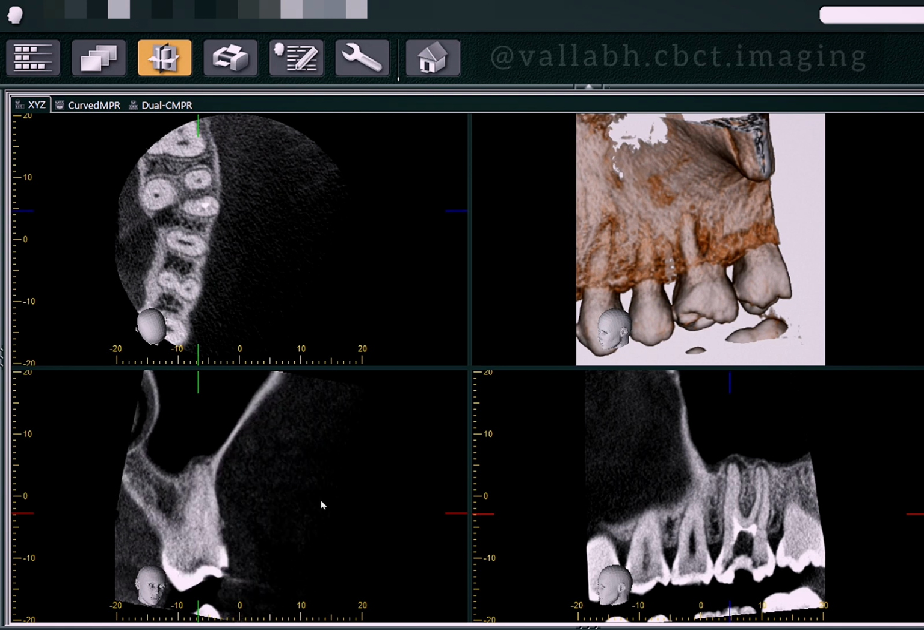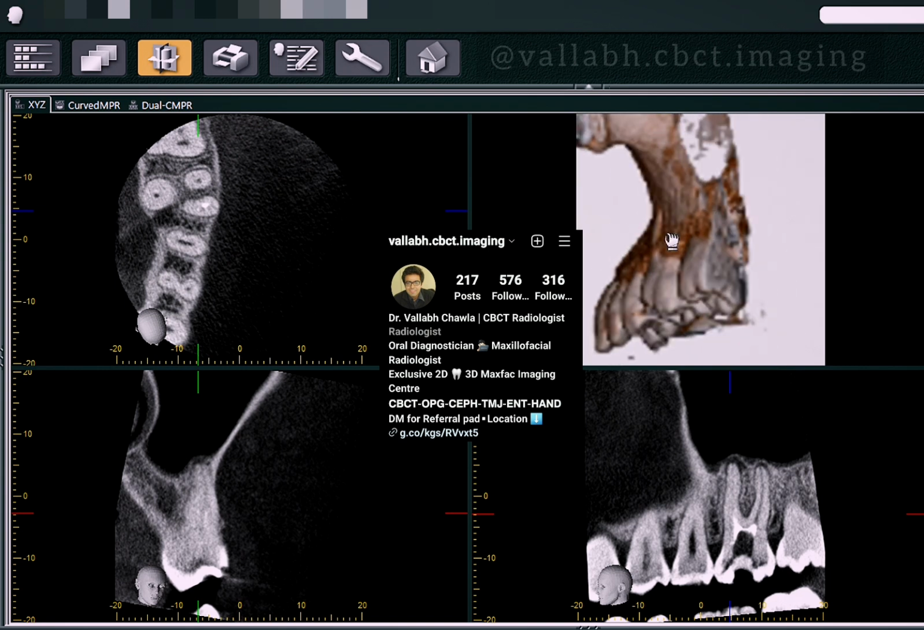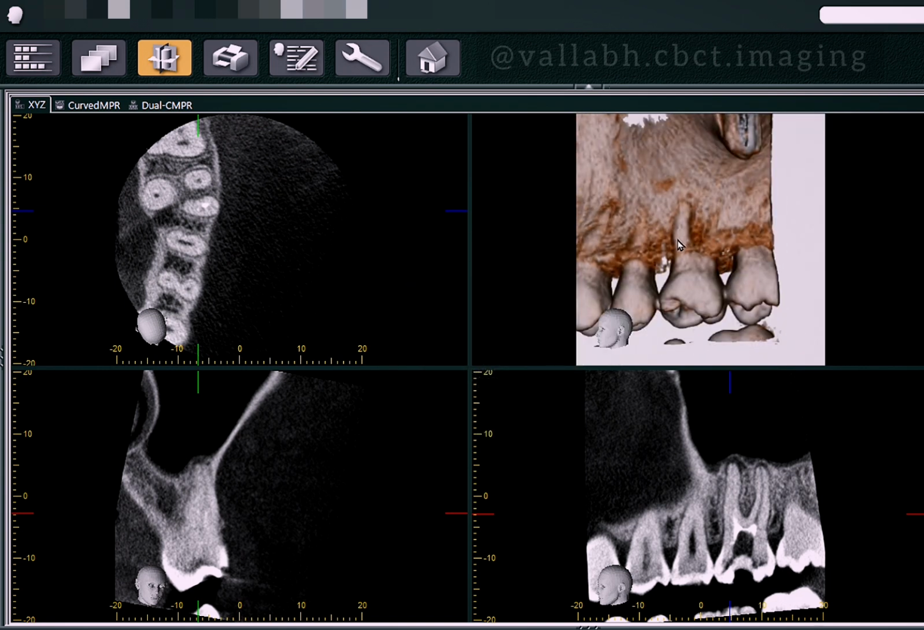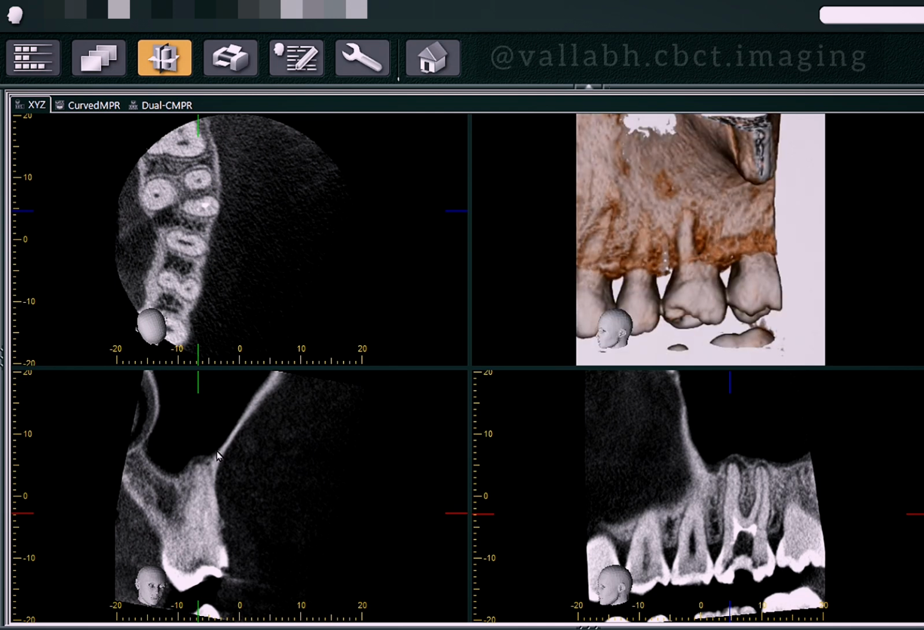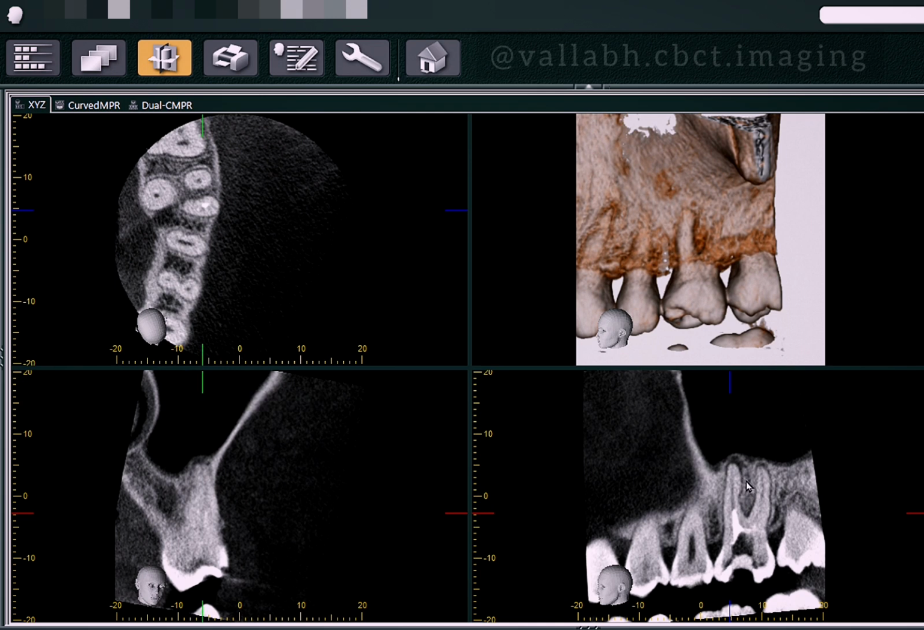Okay, so basically this patient was referred for a CBCT scan for the upper left posterior region or the molar region, you can say. So this is the first molar of the upper left side. You can just have a look at it, the mesiobuccal root canal. As you can see, periapical pathosis is seen in the mesiobuccal root canal.